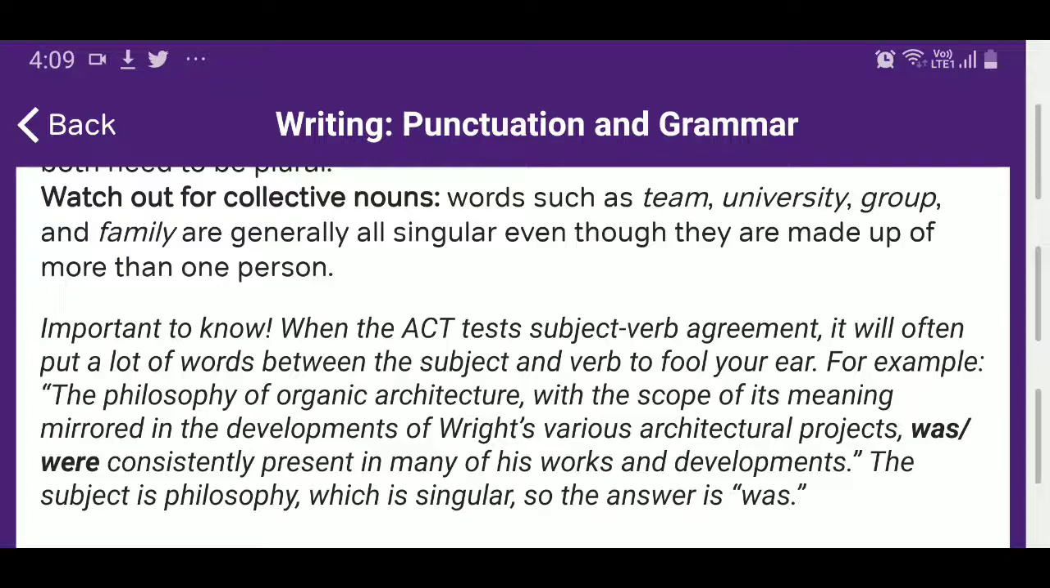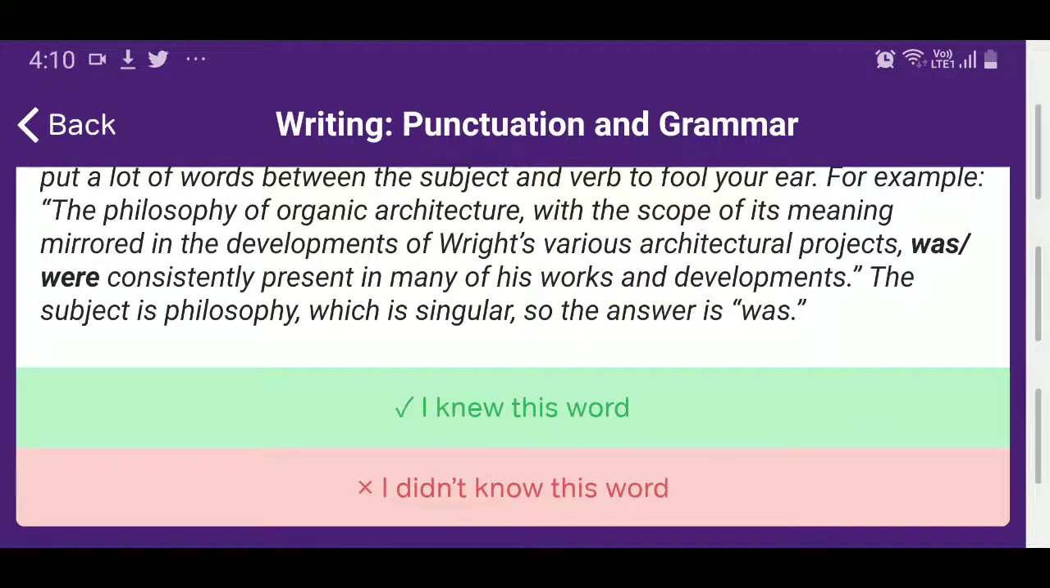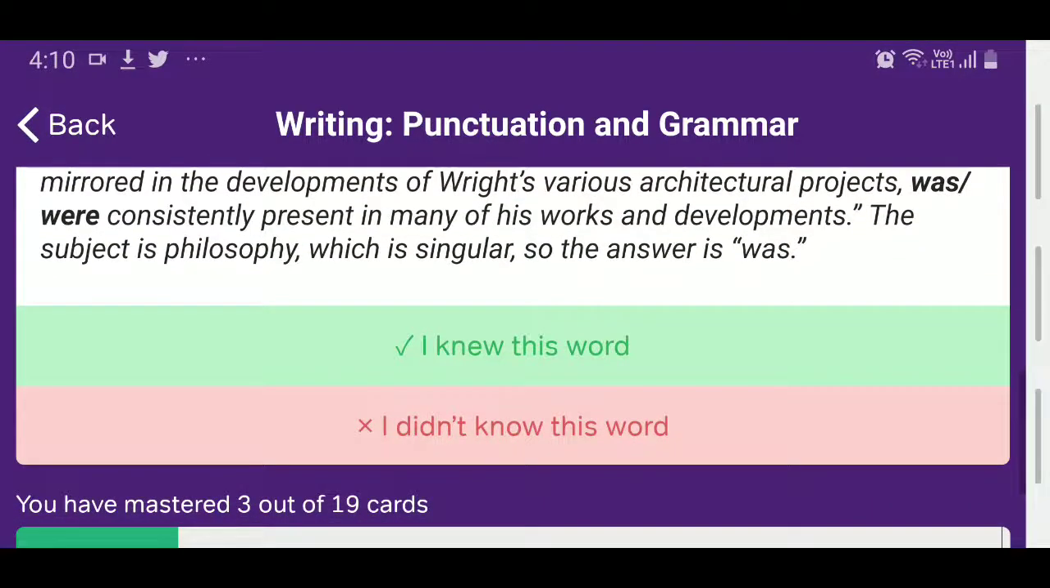The philosophy of organic architecture was consistently present in many of his works. I'll not say "were," it has to be "was," because the subject is singular. The subject is philosophy, which is singular, so the answer is "was." So this is how you can use it. Now let's see if you want to revise it.